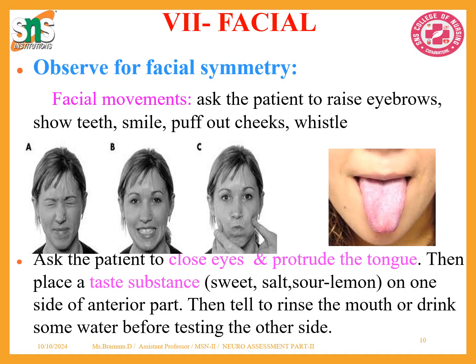Then a small amount of taste substances you can place onto the tongue. Here also you have to divide the tongue into two sides, right and left, so see that you are not mixing all the areas. Salt, sweet, sour, all sorts of essences will be placed onto the patient's tongue. After that we have to ask the patient to rinse the mouth or drink some water before testing for the other. For example, if you started with the salt test, then the patient has to drink some water, and then we go for the sweet test, so that there is no bias while testing the patient's taste sensation.